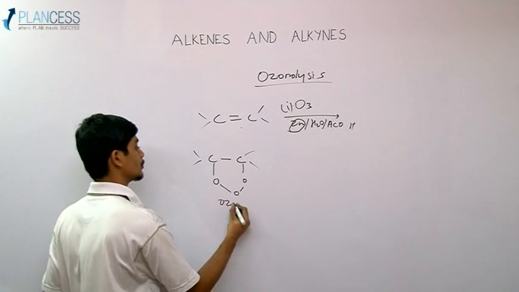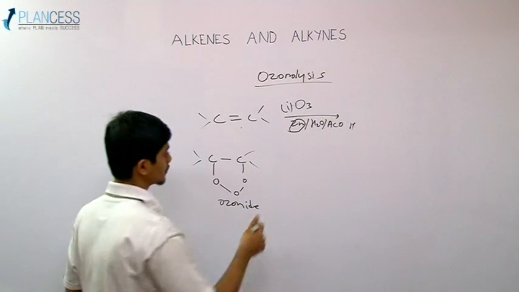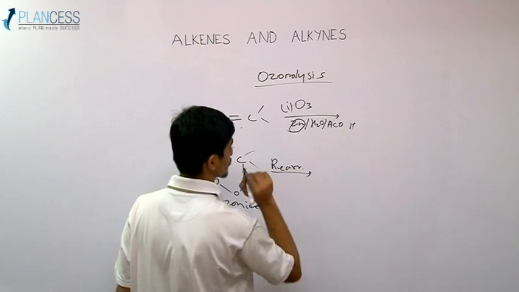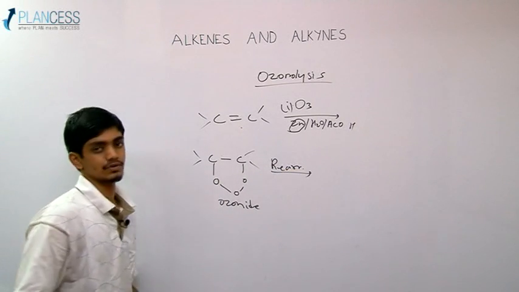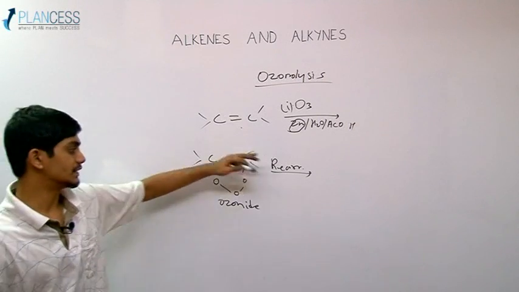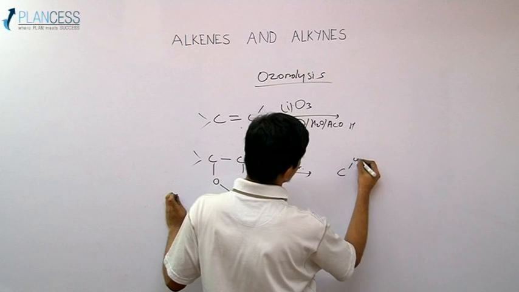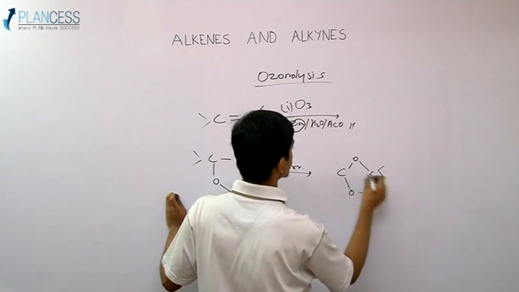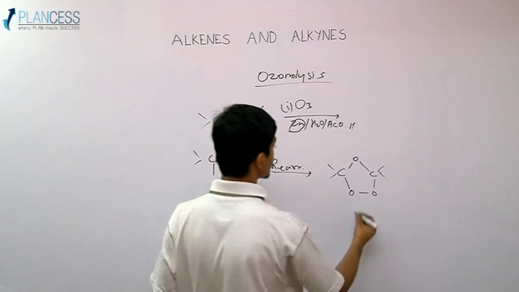This is called the ozonide. Now this ozonide undergoes some rearrangements. The mechanism, which we are not discussing over here, is not relevant to the JEE syllabus. So it undergoes some rearrangement, and what we get finally is a cage-like structure, something like this. This is called the molozonide structure. And after this it is very simple.